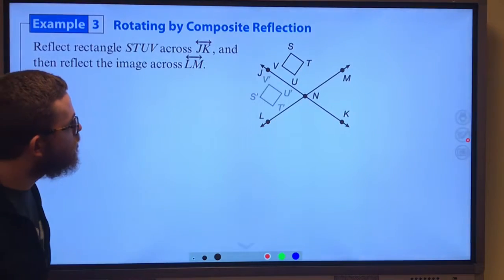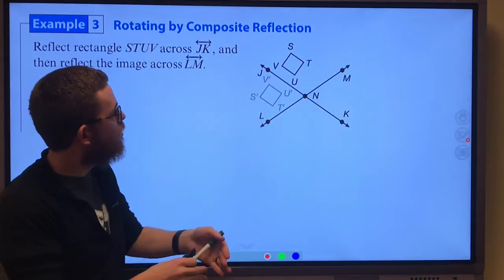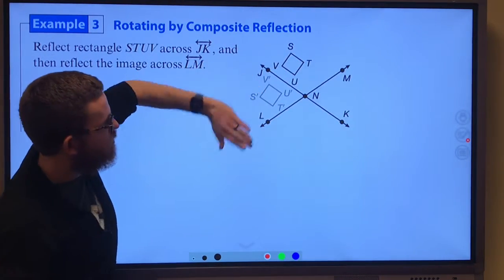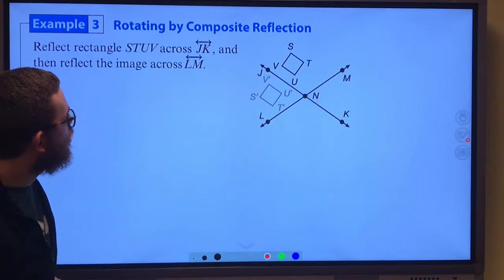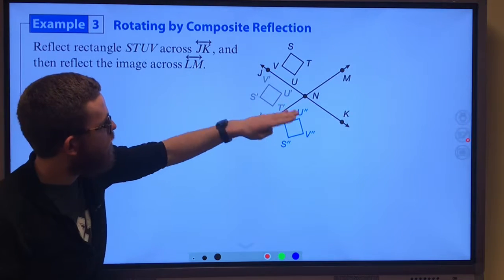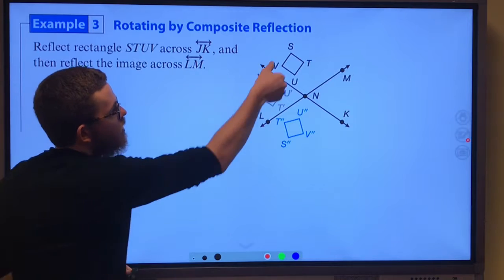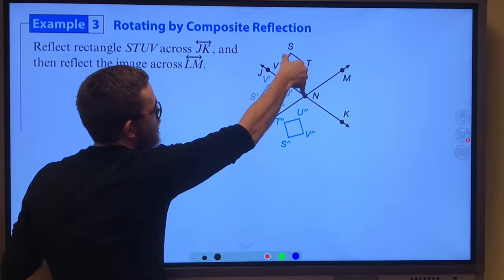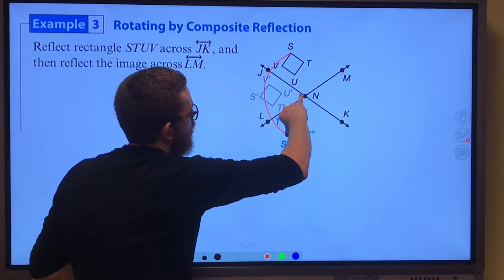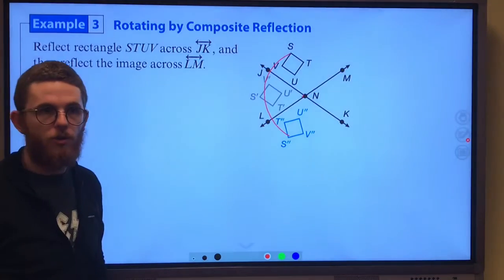So first, if we perform that reflection, we reflected this across that line. We want to reflect it across LM. We reflect it across LM. Notice that this is the same as if we were to take this and perform a rotation around all those points.